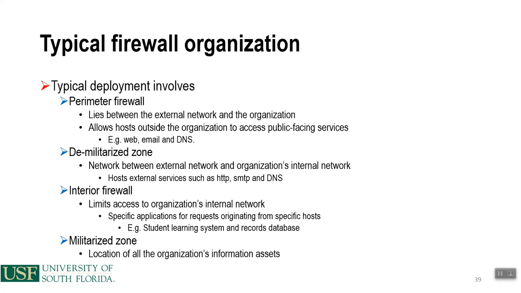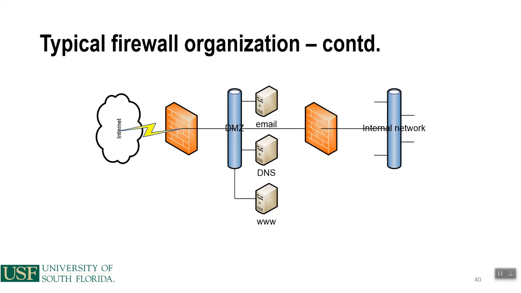There's the interior firewall, which limits access to the organization's internal network. There are certain applications for requests coming from specific hosts, for example, a student learning system and records database. You can set up a firewall that will identify the traffic within a network and block it accordingly or allow access accordingly. And then the militarized zone is the location of all the organization's information assets.